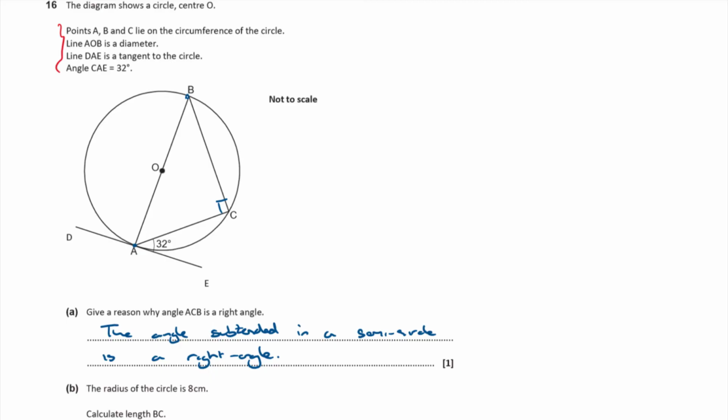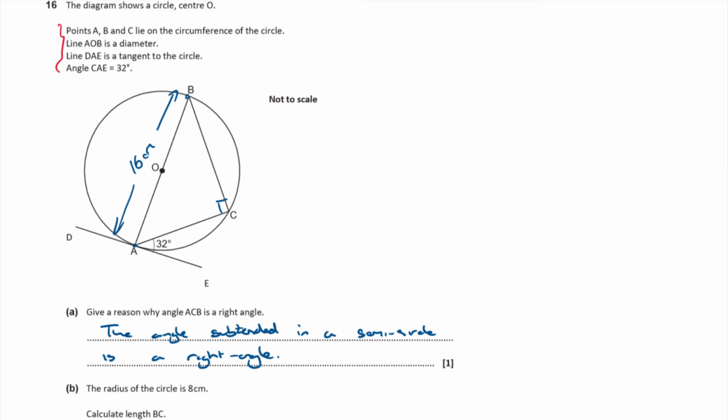Okay, now the second part says the radius of the circle is 8. Calculate the length BC. Right, so if the radius is 8 centimeters, then the diameter is going to be 16 centimeters, isn't it? So it's double the radius. So it's 16 centimeters from here down to here. So the line AC is 16.